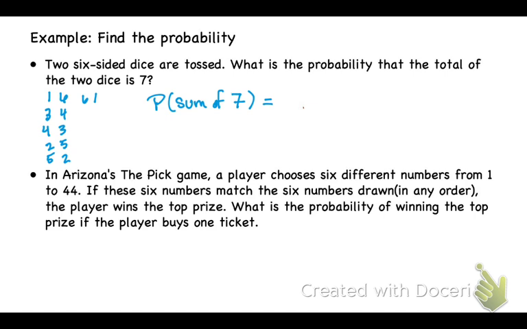Okay. There are 6 ways, but how many possible combinations are there? When you throw 1 die, how many possible outcomes are there? How many possible outcomes when you throw a die? A 6-sided die? 6. And then we throw another 6-sided die? It would be 36. But when I reduce it, it'd be 1/6.